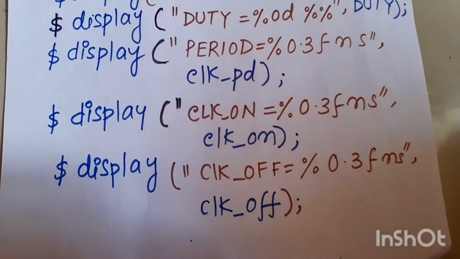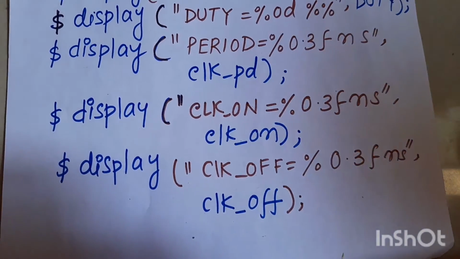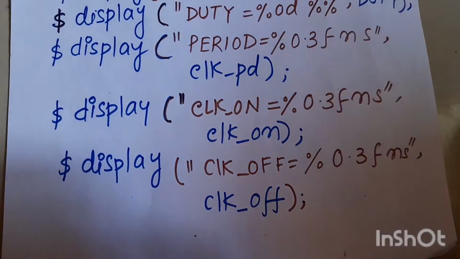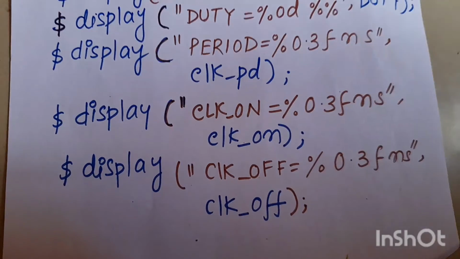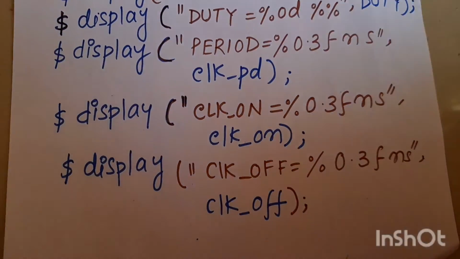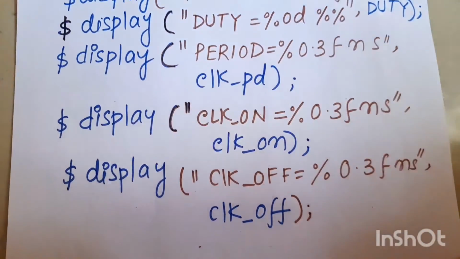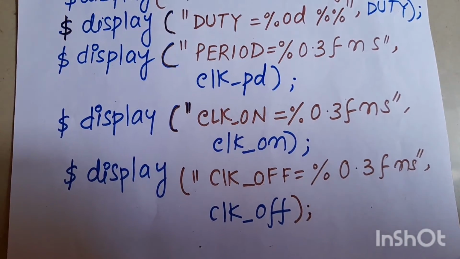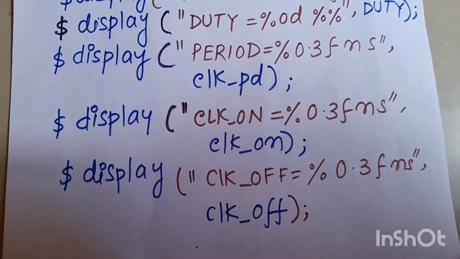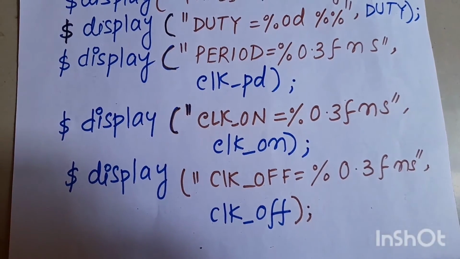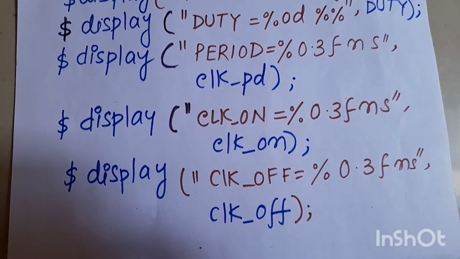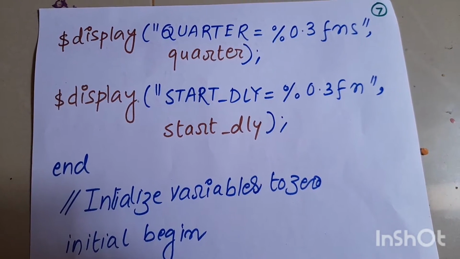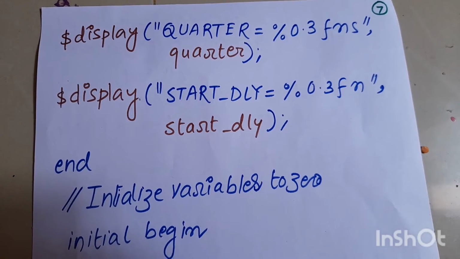These are the various format strings. Nanosecond. Clock period I have put as %0.3f nanosecond. For clock on also I have put %0.3f nanosecond clock on. Clock off I have put %0.3f nanosecond clock off. So these are all 3-digit precision after the decimal. Now $display quarter is equal to the same %0.3f nanosecond. These are under double quotes, comma, quarter, semicolon.